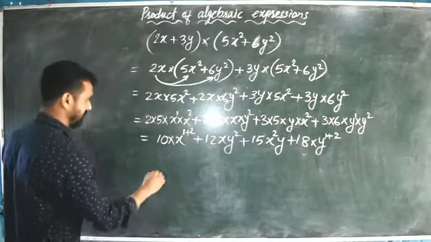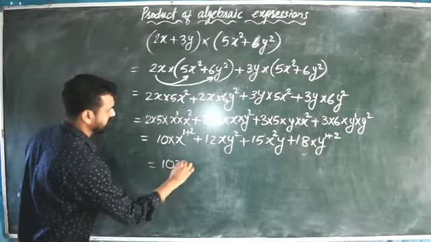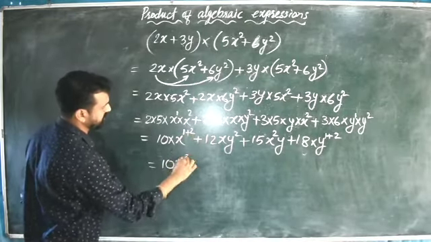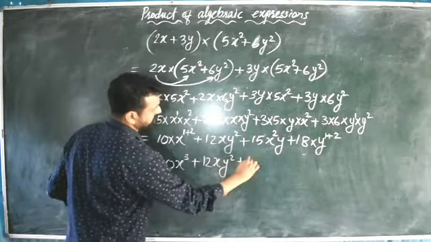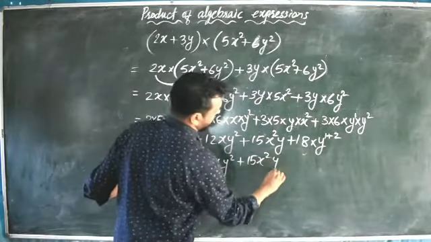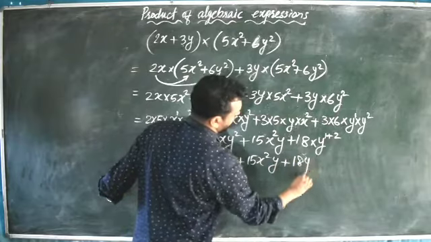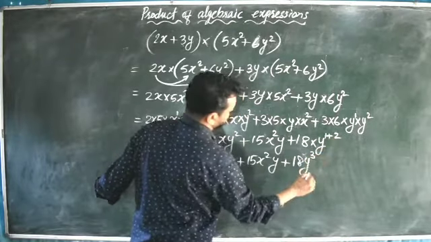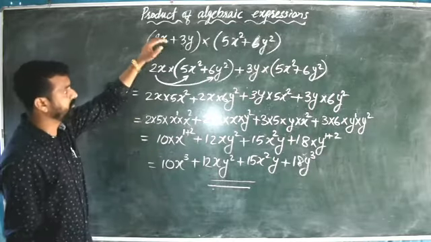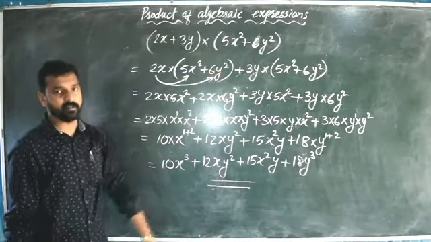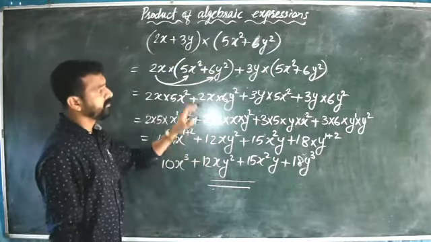Now we will get the answer, that is equal to 10 x raised to 1 plus 2, that is 3, plus 12 x y square plus 15 x square y plus 18 y raised to 1 plus 2, that is 3. That is the answer. So this way we can multiply a binomial into a binomial. Two binomials we can multiply by this method.